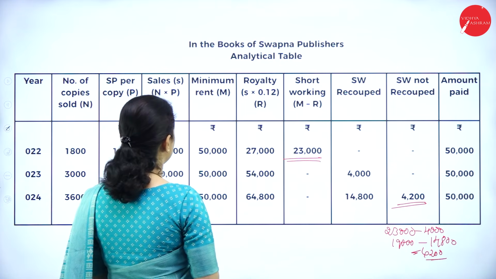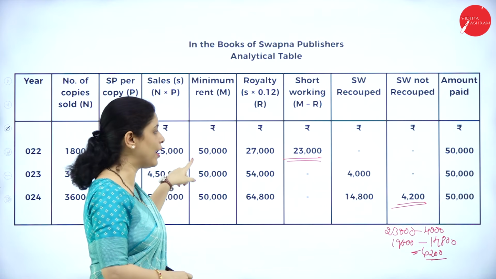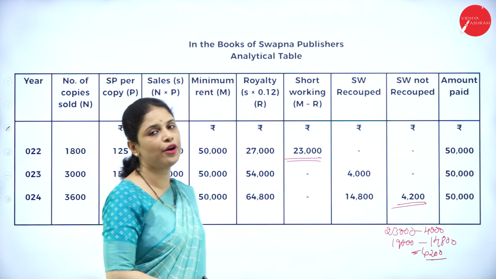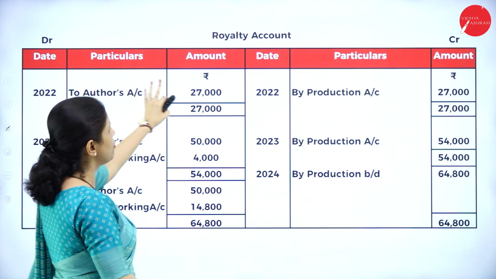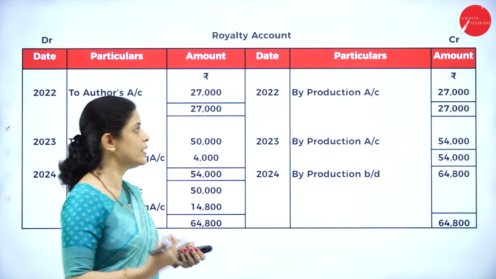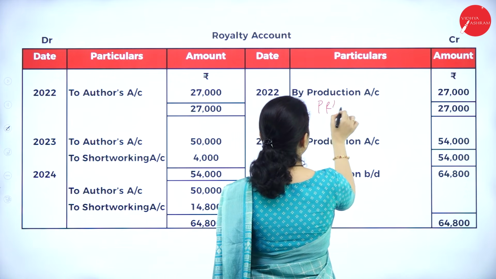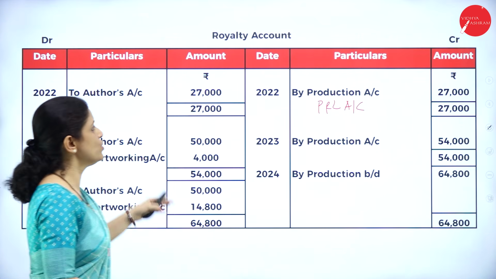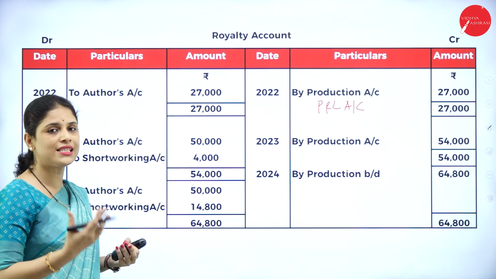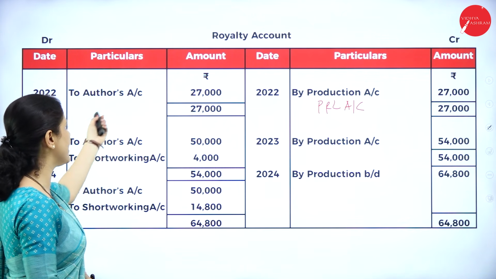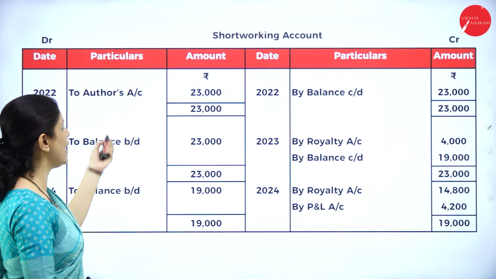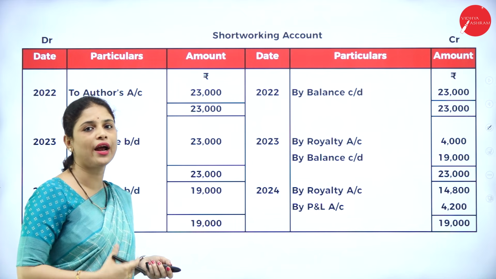So how much amount we have to pay? For first year, minimum rent we have to pay. Second year, we have to pay the 50,000, and third year also we have to pay 50,000. Next, we have to open the royalty account. We already discussed in the class. So here we can write the production account or the P&L account. Please go through the journal entries and the problems and solutions we did in the royalty account, and according to that prepare the royalty account. And also we have to do the author's account and short working account. These are the accounts we have to open.